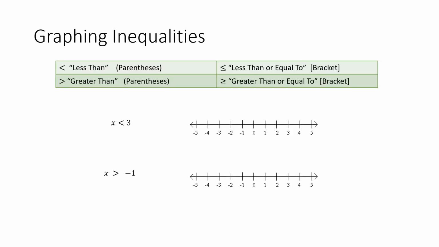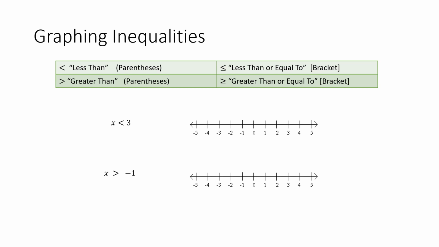So let's graph some inequalities. So in my chart, we have less than and we have greater than. When we graph those inequalities, we're going to be using parentheses. And then we have less than or equal to, greater than or equal to. And when we graph those, we're going to be using brackets. If you look at the difference between the inequalities, when we have the or equal to inequality, we have a little line underneath the inequality. And so when we have that line, we're going to be utilizing brackets when we graph them.